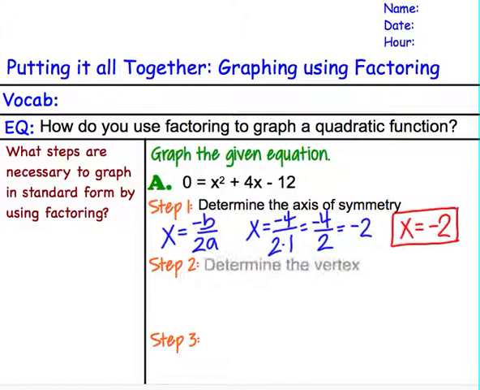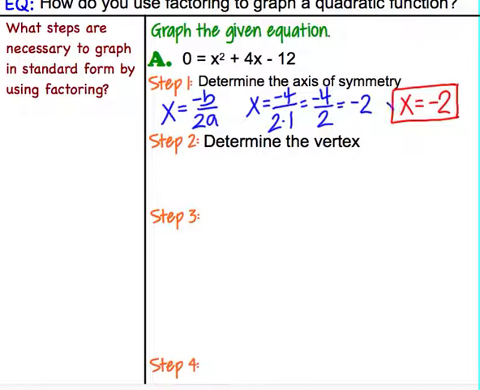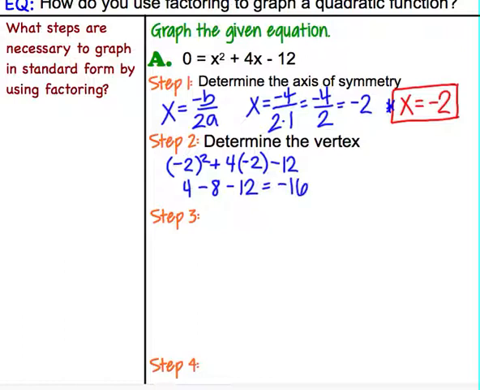Step 2 then will be to determine that vertex, which, if you recall, means that we're going to take this x here and we're going to put it in. So we've got negative 2 squared plus 4 times negative 2 minus 12. So we've got 4 minus 8 minus 12, which equals negative 4, so we got negative 16. So therefore my vertex is going to be negative 2, negative 16.